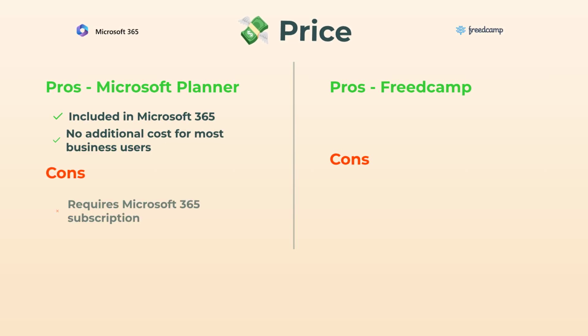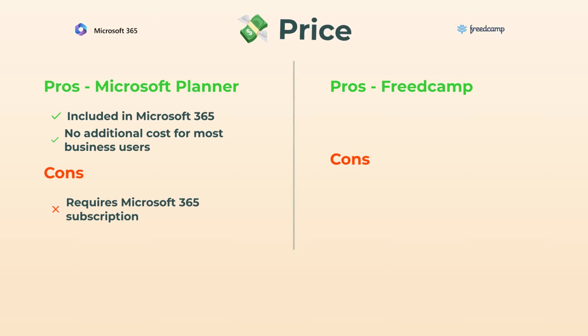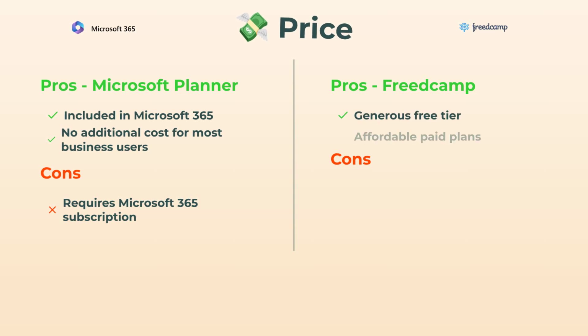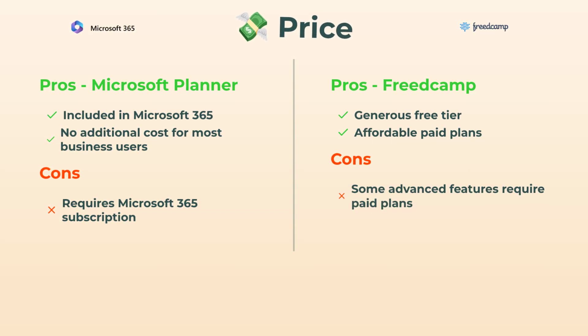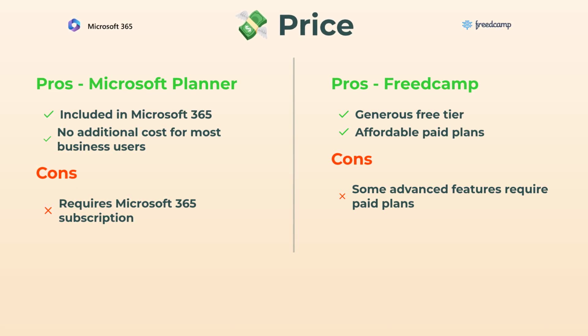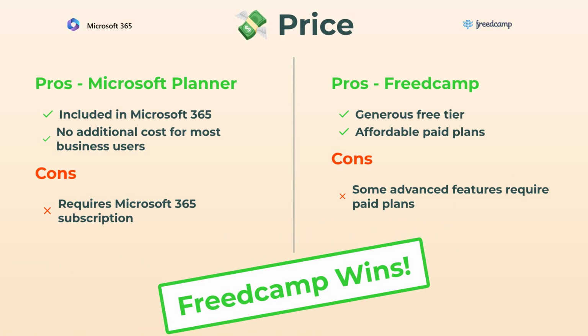Because, yeah, nobody wants to waste money if they don't have to, right? Microsoft Planner comes baked into your Microsoft 365 subscription, so if you're already paying for that, it's basically free. Super convenient, totally seamless. But Freedcamp, on the other hand, has a seriously generous free tier, and their paid plans are super budget-friendly. You only need to shell out a bit if you want the more advanced stuff. So if you're counting pennies or running a small team, Freedcamp just gives you more for less. Gotta hand it to Freedcamp for this one. They take it on price.